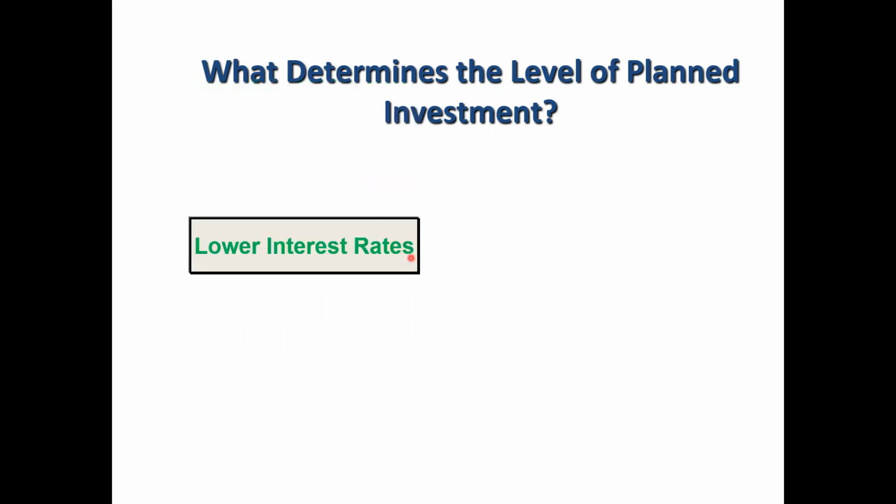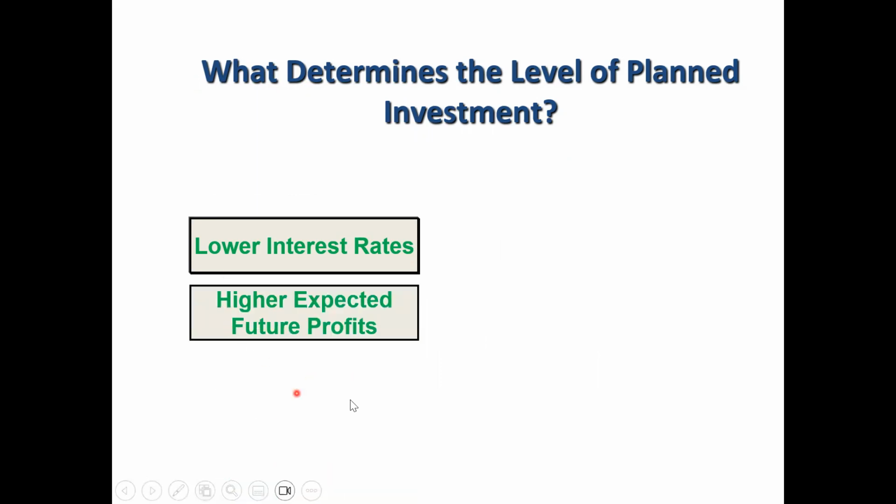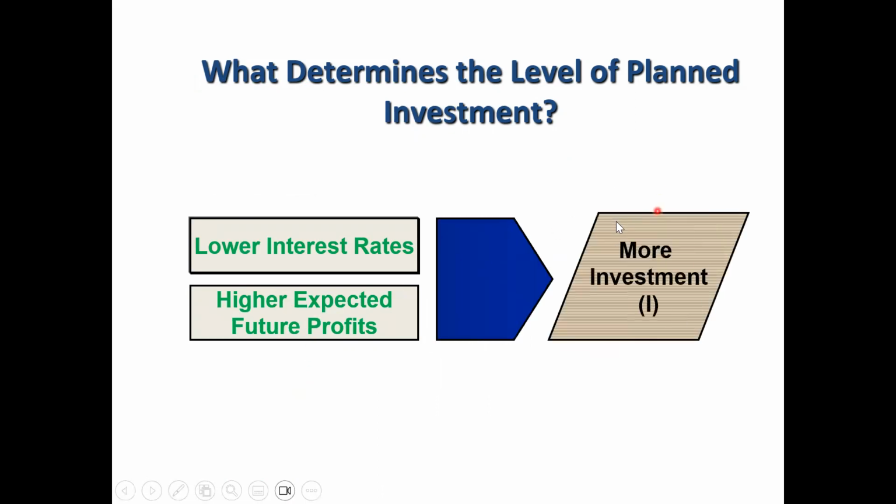Then we have an important relationship between the interest rate or the expected future income or profits and investment. If we have lower interest rates or higher expected future profits, this will lead to more and more investment. So for the determinants of the level of planned investment, lower interest rates and higher expected future profits will lead to more investment.